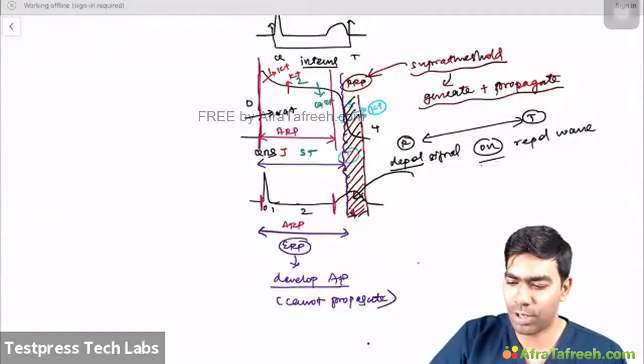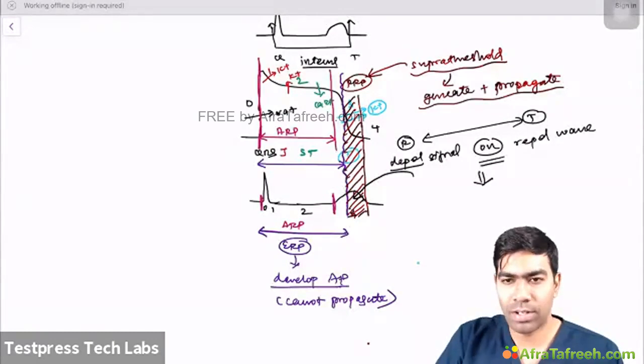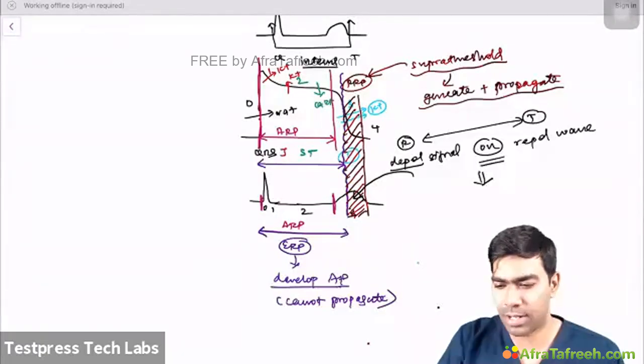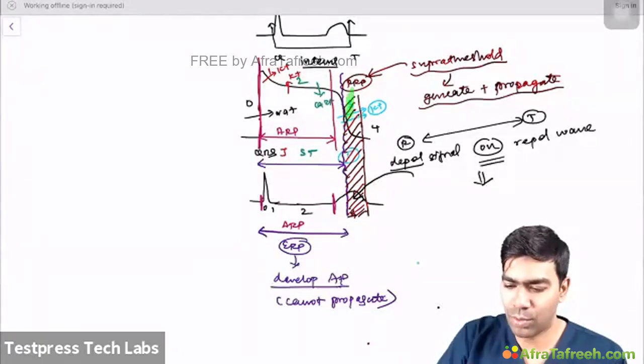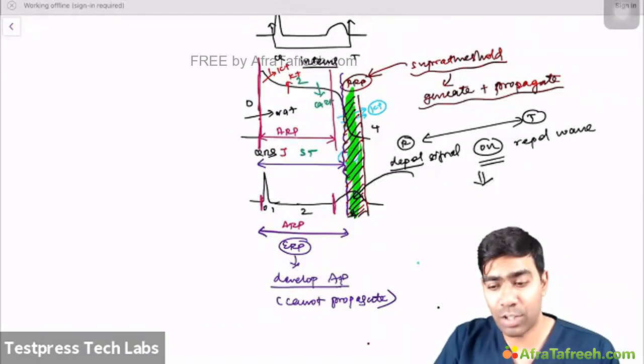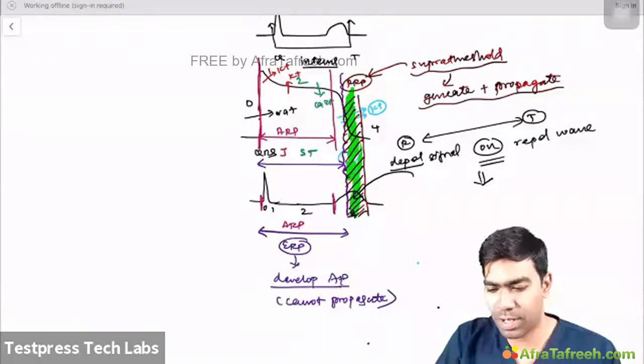So it's an R on T phenomenon. R on T phenomenon is dangerous. Whenever you develop an R on T phenomenon, which means you are producing a new depolarization signal on the repolarization area, let me write this: a new depolarization signal on the repolarization area. You're going to get degeneration to malignant tachyarrhythmias, and you will go for ventricular tachycardia and ventricular fibrillation and all this stuff.